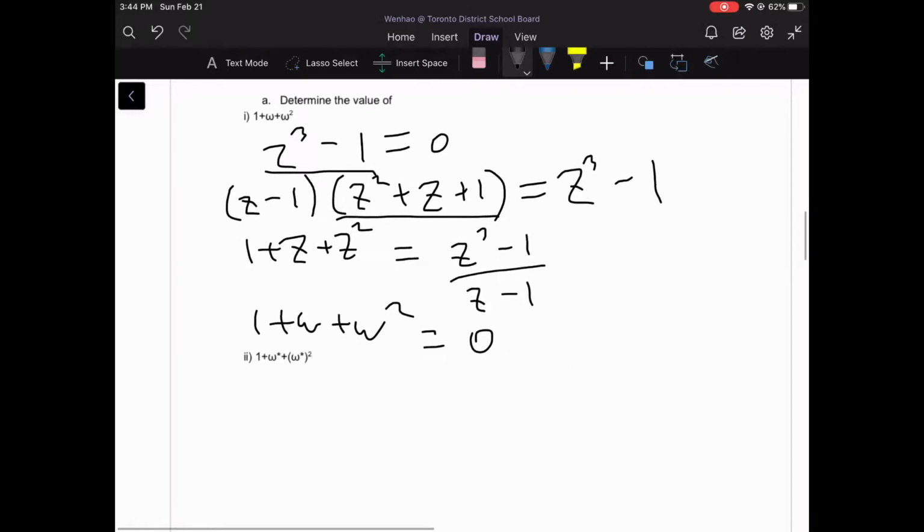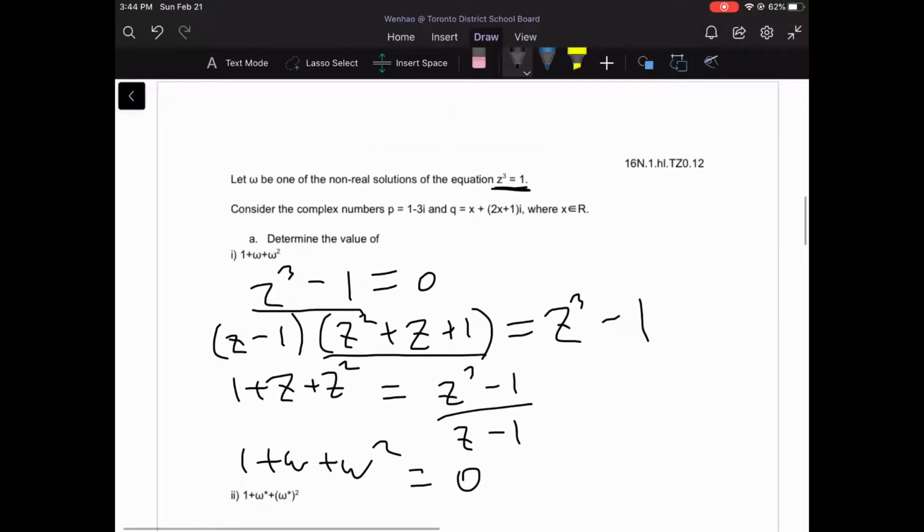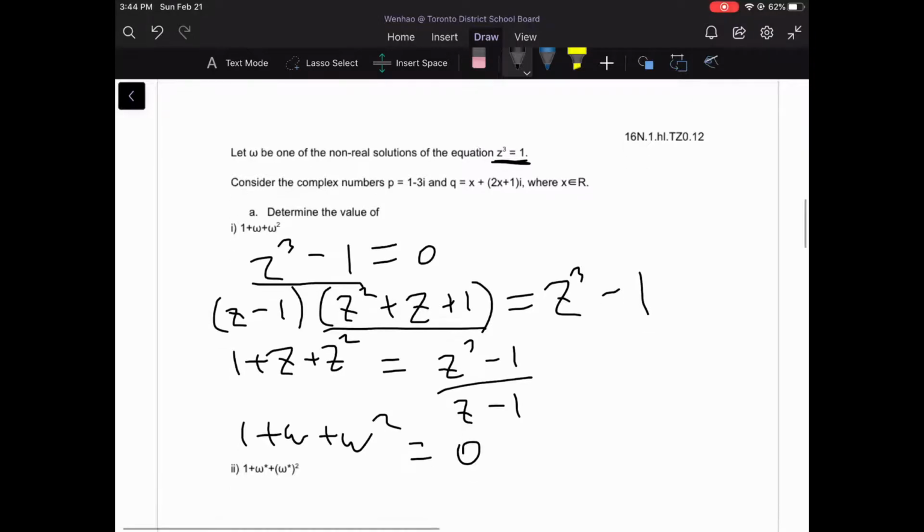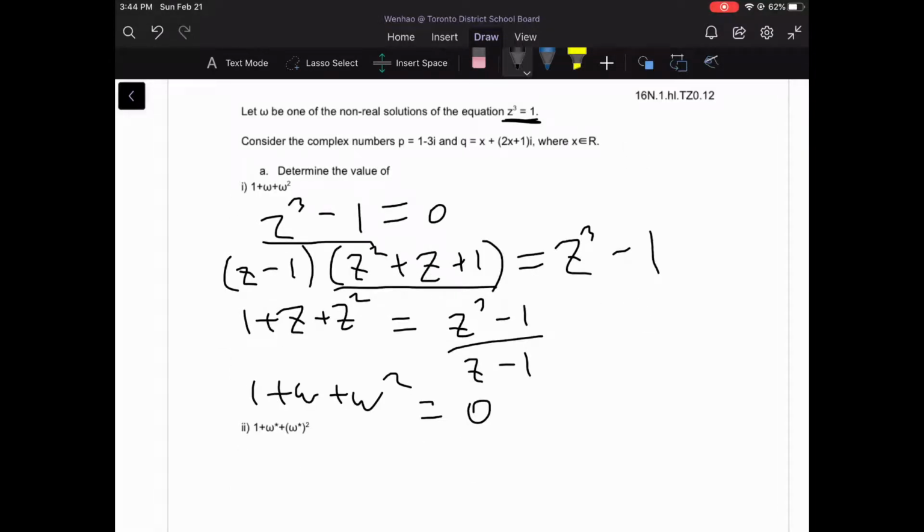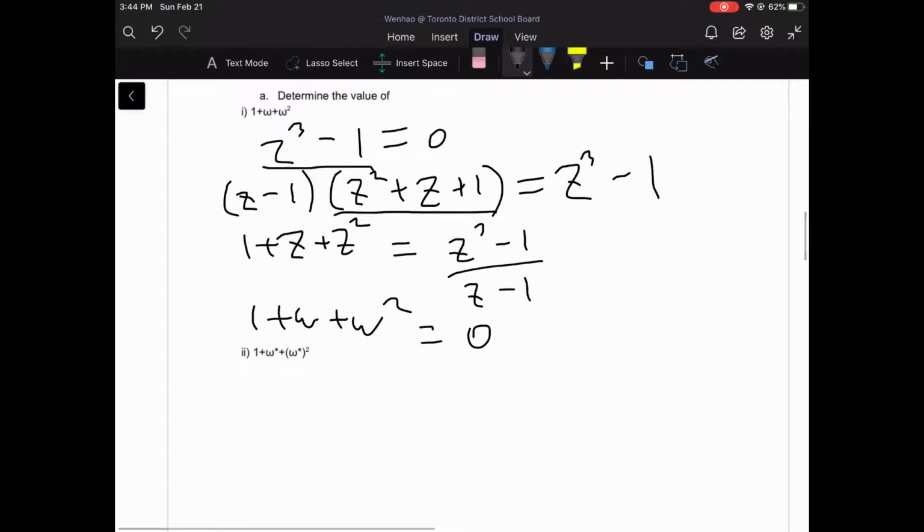And part 2, 1 plus omega star plus omega star squared. And since omega is a solution for the equation, and non-real solutions come in conjugate pairs, that means that omega star is also a solution to z cubed is equal to 1. So it is also equal to 0.